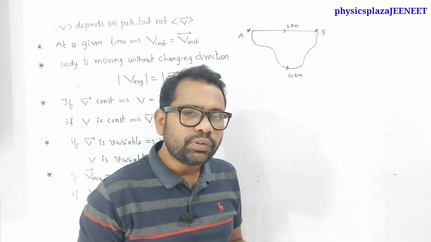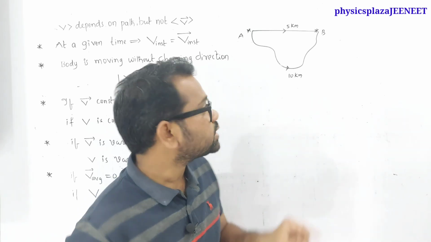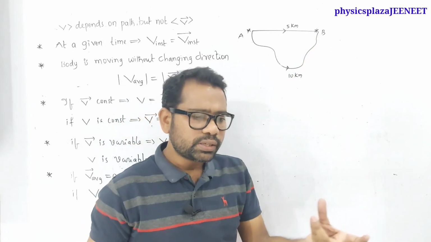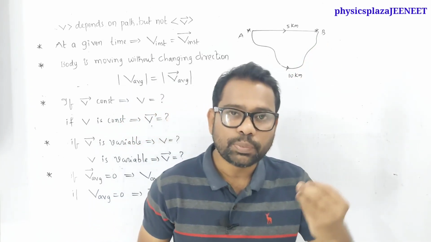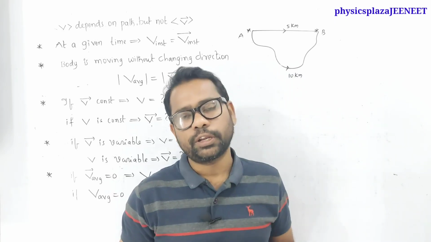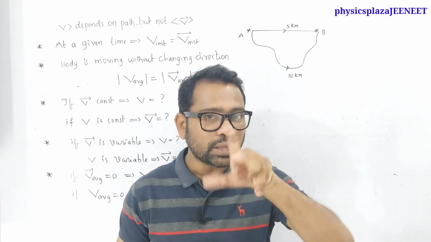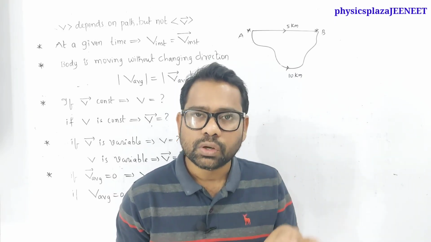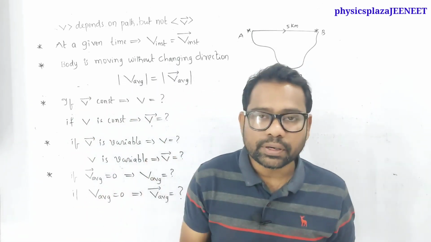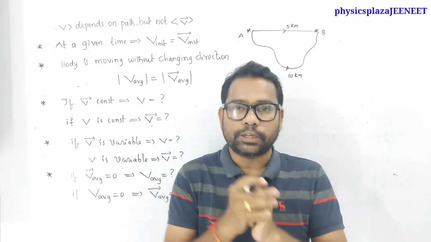But what can you say about the velocity? Still, the velocity you can take as A to B only, because velocity is all about the change in displacement, which is the initial point and the final point. So speed depends on the path taken, whereas velocity does not depend on the path taken; it depends purely on the initial point and the final point.